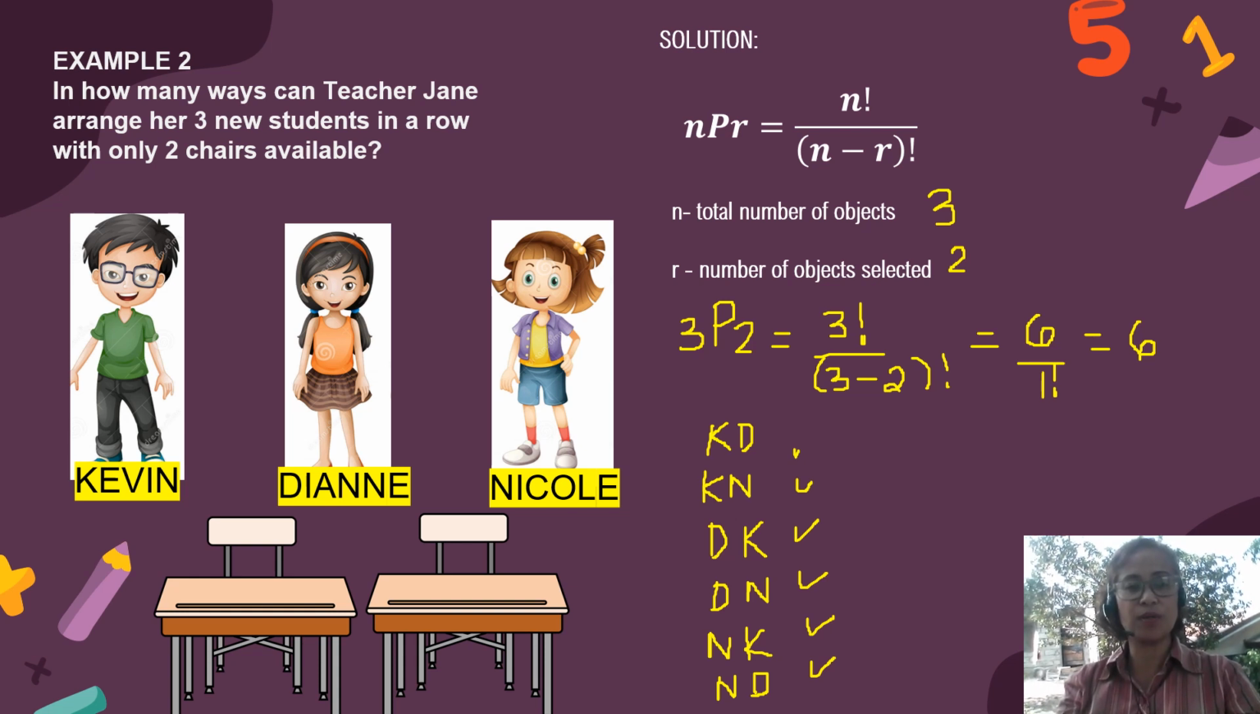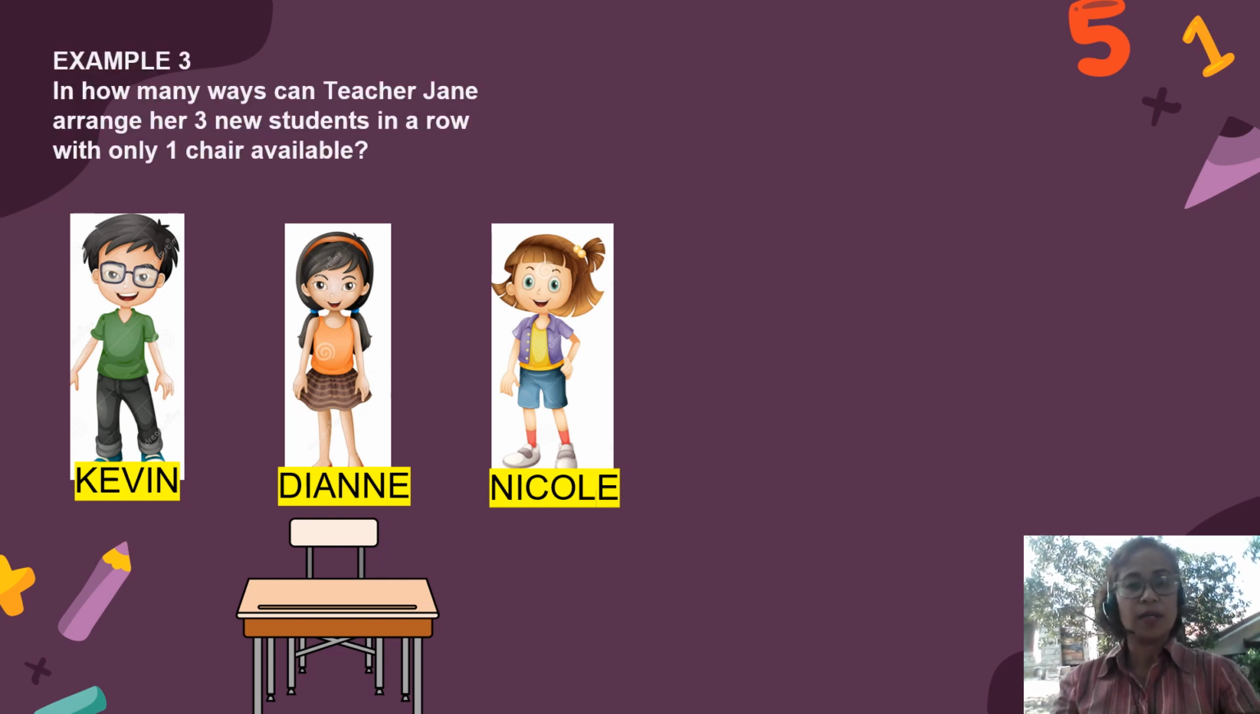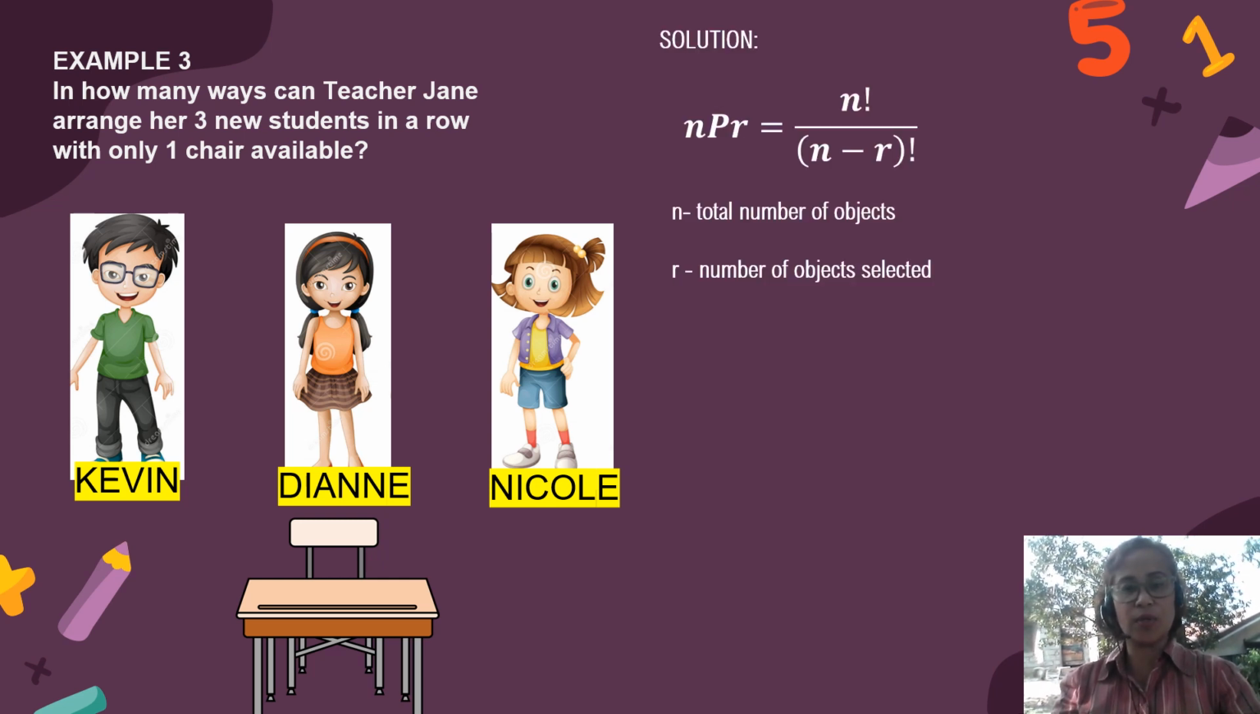Now, let's move on to example number 3. Our next example is: in how many ways can teacher Jane arrange her 3 new students in a row with only 1 chair available? So let us see what we will get. So we have nPr is equal to n factorial over the quantity n minus r factorial. So this time again, n hasn't changed, it's still 3, but we only have one chair left.